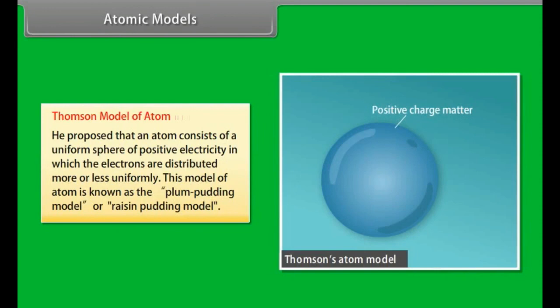Atomic models. Thomson model of atom. He proposed that an atom consists of a uniform sphere of positive electricity in which the electrons are distributed more or less uniformly. This model of atom is known as the plum pudding model or raisin pudding model.